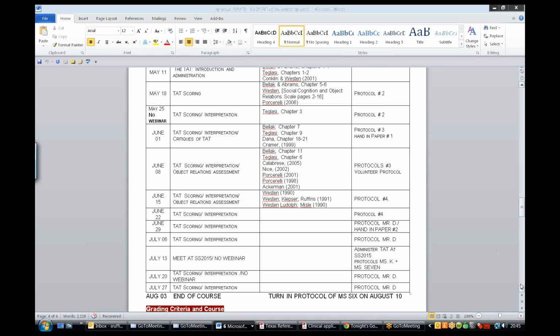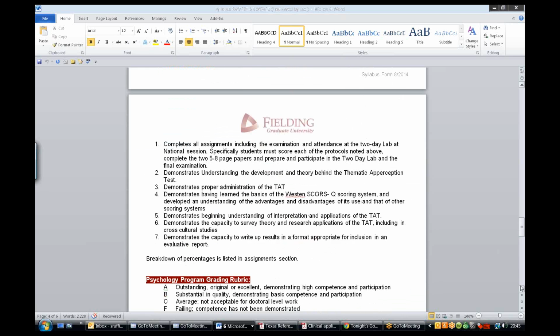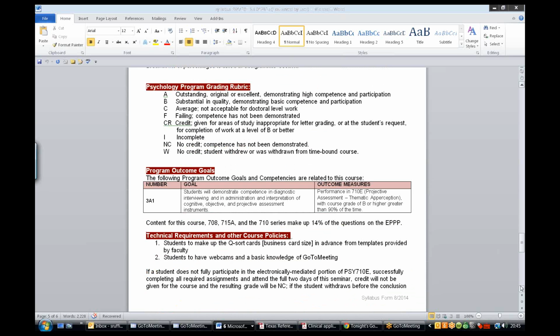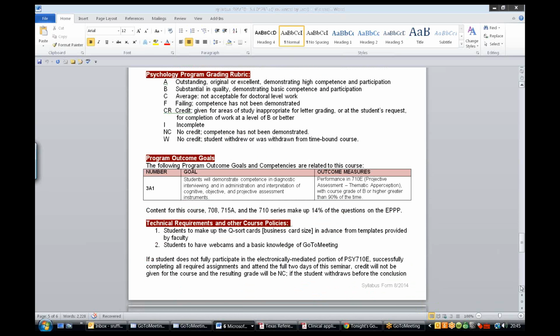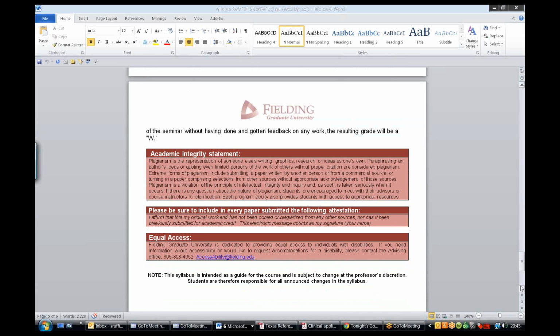Okay. Then there's grading criteria, the outcome and goals, of course. Remember the academic integrity statement. I affirm that this is my original work, et cetera, like that. Okay, that's pretty much the semester and the readings.